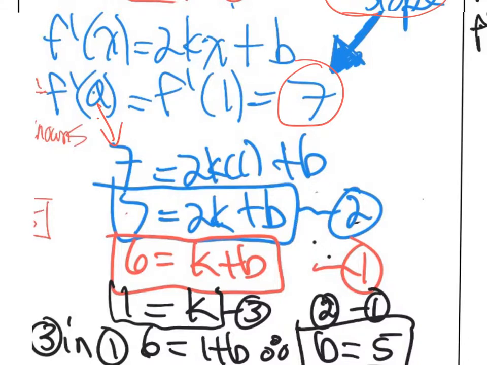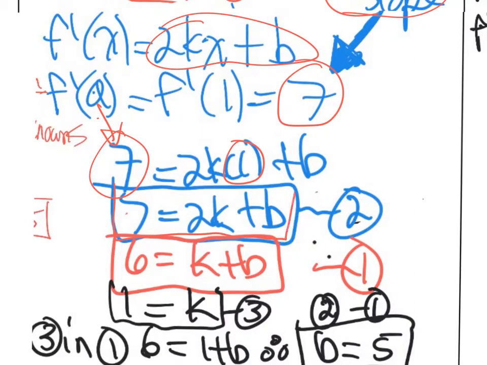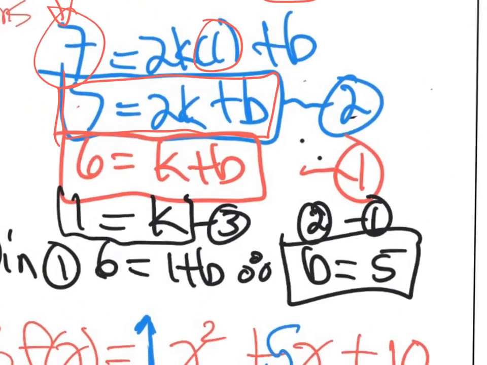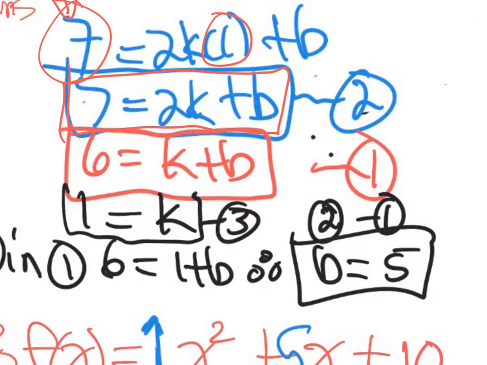So from here to here, I know that the tangent slope is 7. And then I replace, it's 2kx plus b, so I replace x with 1. And then I simplify. 2 times k times 1 is 2k plus b. So that's an equation for the relationship between the tangent slope and the tangent slope function. So now I've got 2 equations and 2 unknowns. Okay, 2 equations and 2 unknowns.